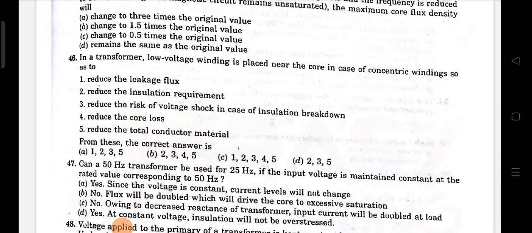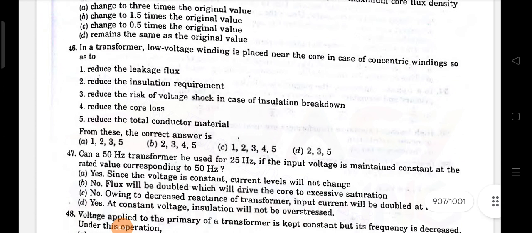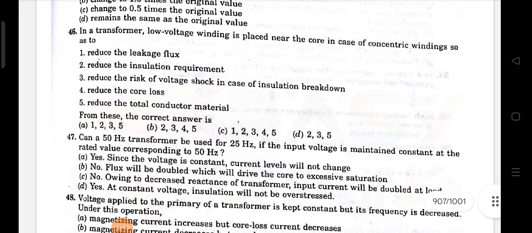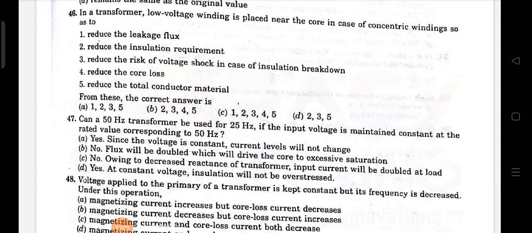Second one, reduce the insulation requirement, that is correct. Next, reduce the risk of voltage shock in case of insulation breakdown, that is also correct, same as the second. Fourth point, reduce the core losses, is in no way related to core losses, so it is not correct. Fifth point is reduce the total conductor material. Why? Because we first place the low voltage winding, so the copper requirement will be less, hence it reduces the total conducting material also. That means the second, third and fifth options are correct.